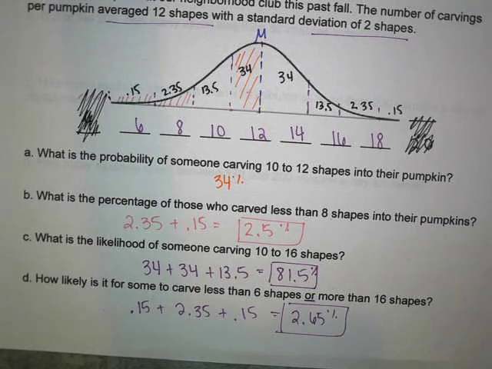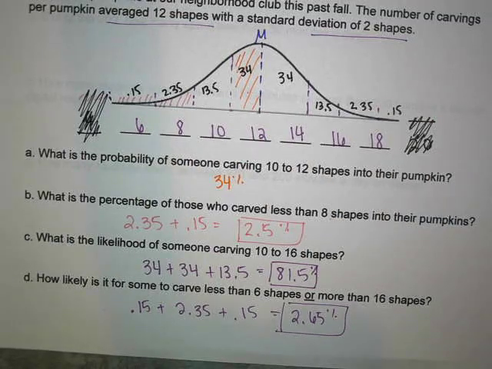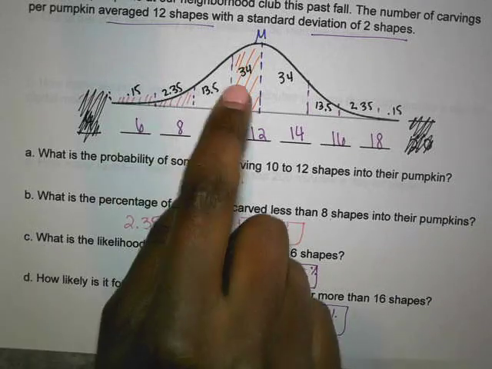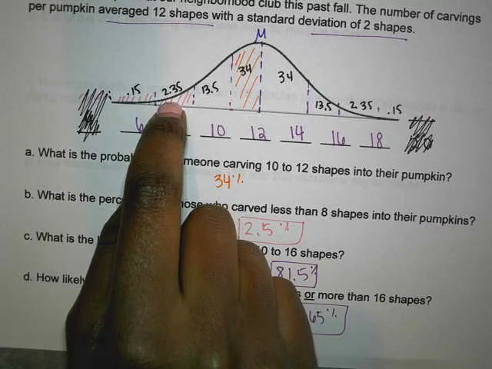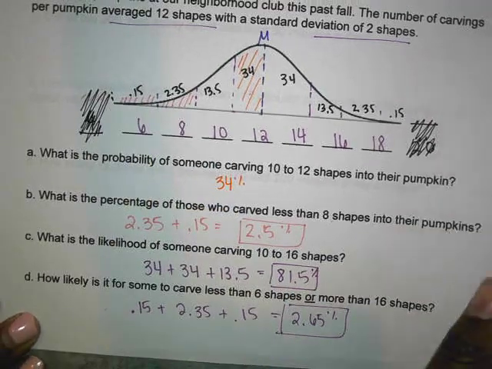So the important part here is that you are memorizing what these numbers can be, because if you memorize 68, 95, and 99.7, then essentially you can also memorize the 34, 13.5, 2.35, and 0.15. Okay, then it'll make your percentages a lot easier to calculate.